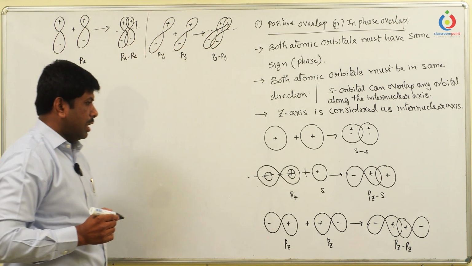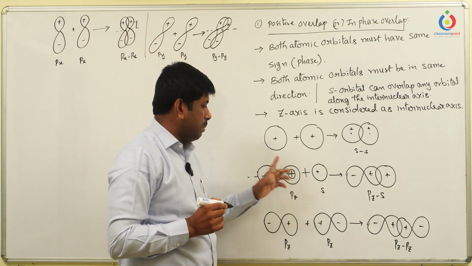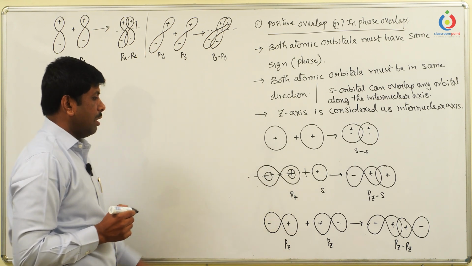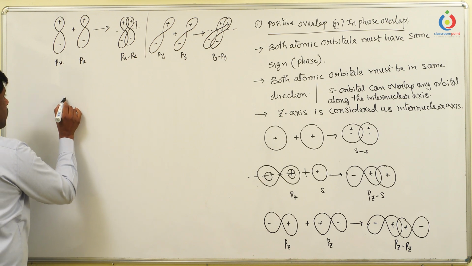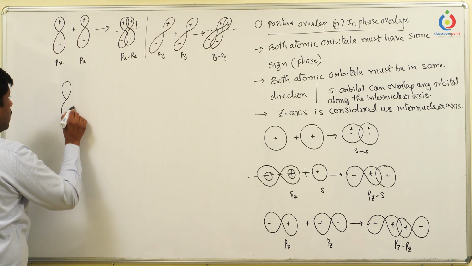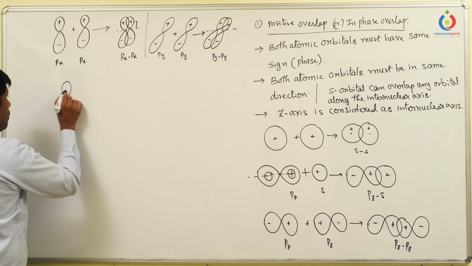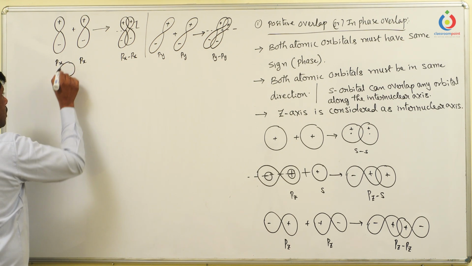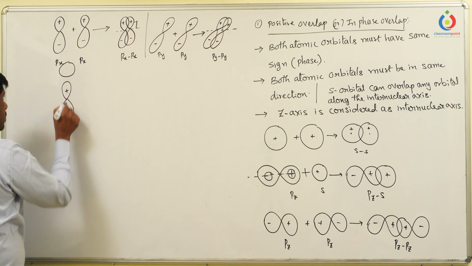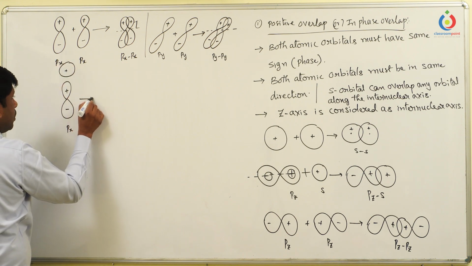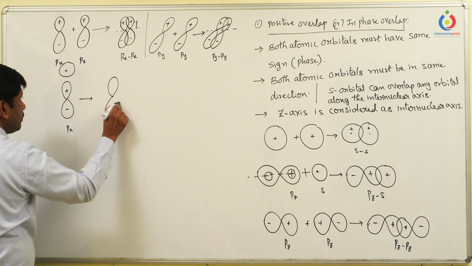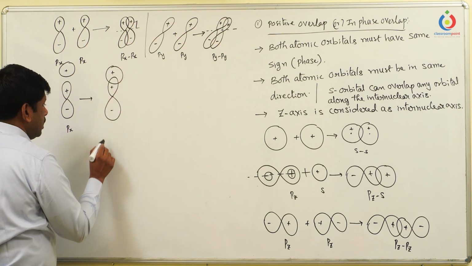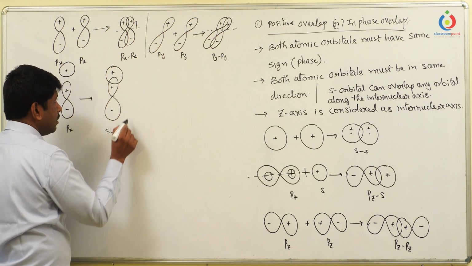Now the question is: an s orbital overlapped with the pz orbital. Can an s orbital overlap with the px orbital and the py orbital? Yes, it can. The reason is, imagine this is the px orbital, plus minus. Now the s orbital can approach this px orbital from the x direction with the same sign, so that we get plus and minus. This is called the s-px bond.